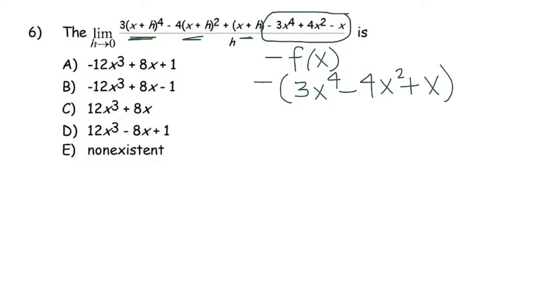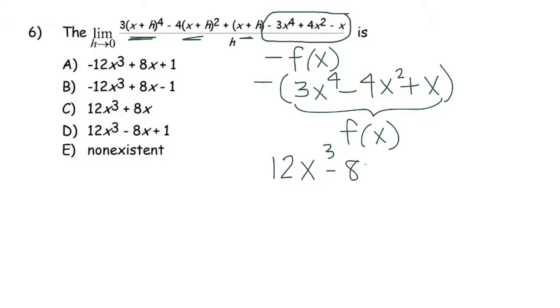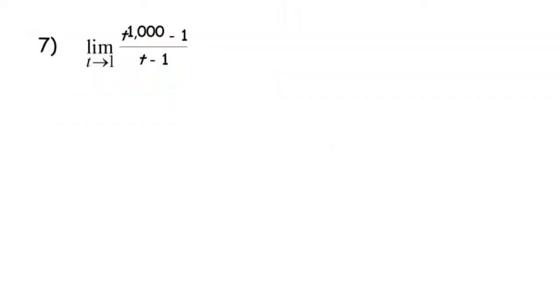And then we can do the derivative. And so this right here is the actual original function. And so now I can go ahead and say 12x to the 3rd minus 8x plus 1. And so that looks like we're going to get answer choice D. All right, so hopefully y'all got through these first 6, okay? With the exception of number 5, it was quite tricky. Now let's look at number 7.